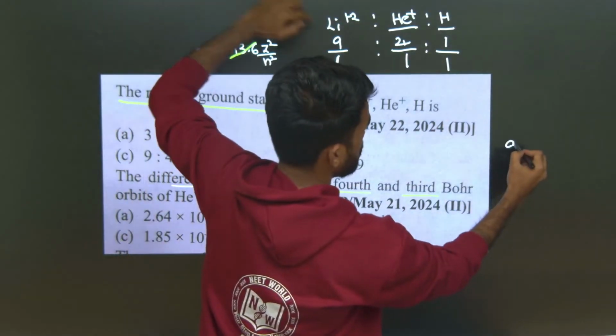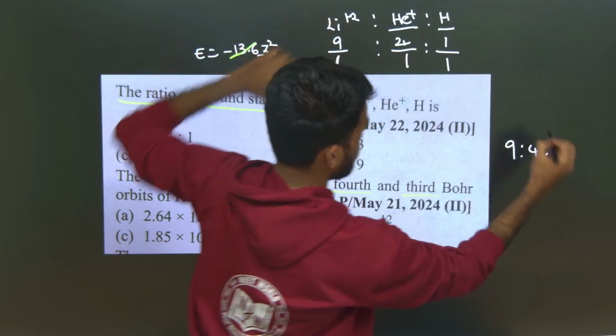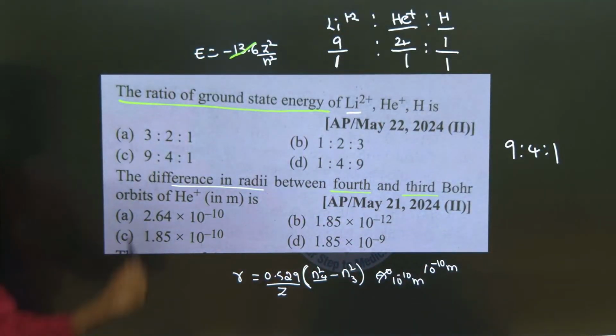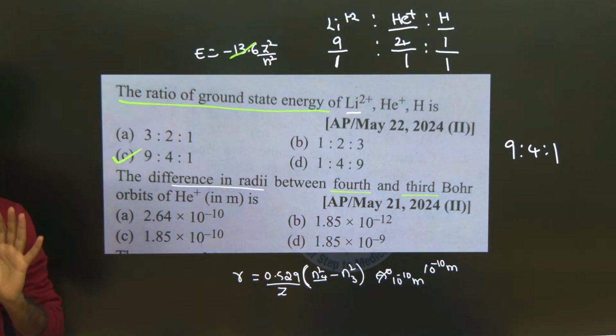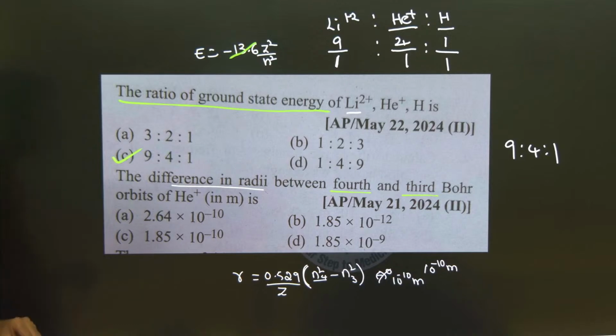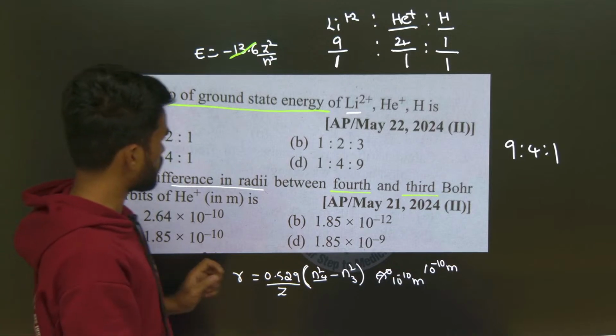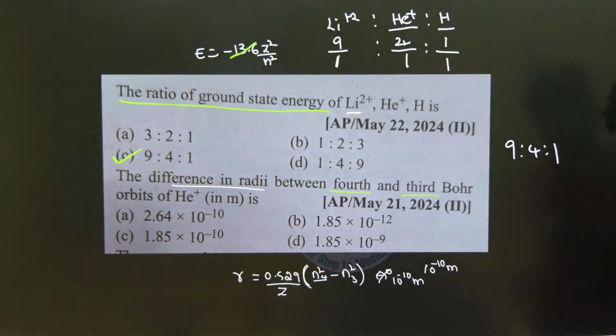So what is the ratio we got? 9:4:1, that's it. So where do we have 9:4:1? Option C. Simple, right? So this is a question asked in AP EAPCET 2024 paper. Okay, now look at these next questions.